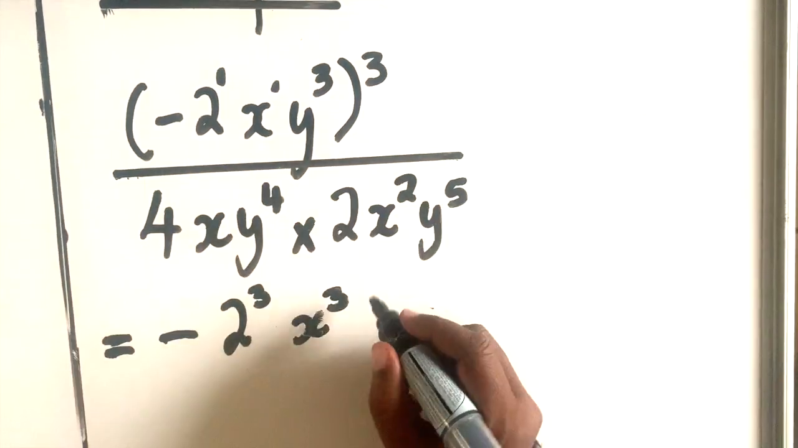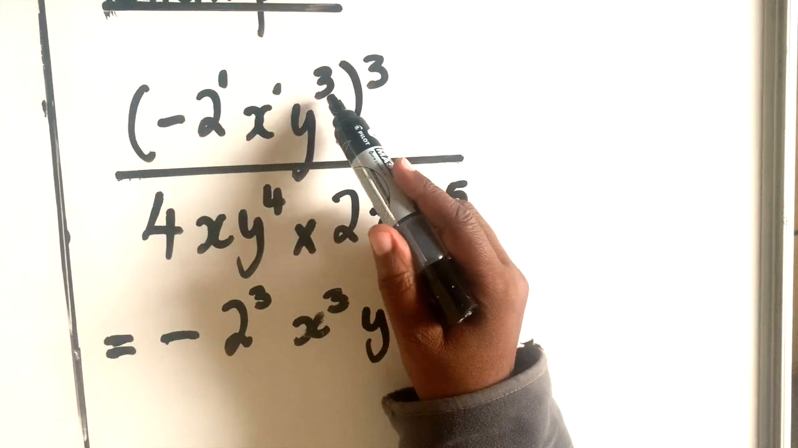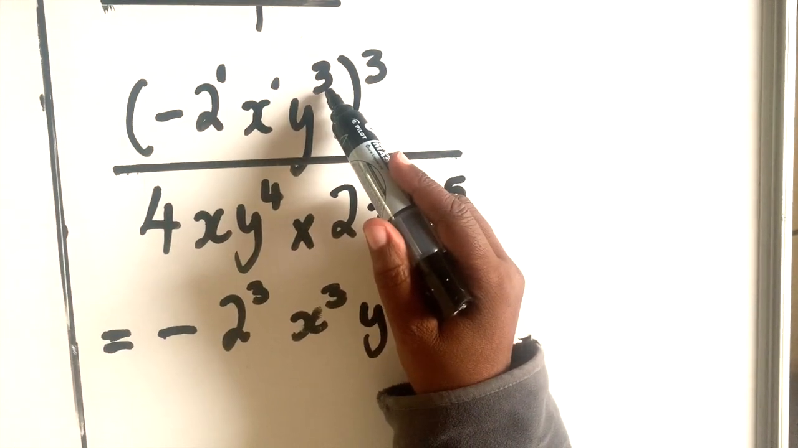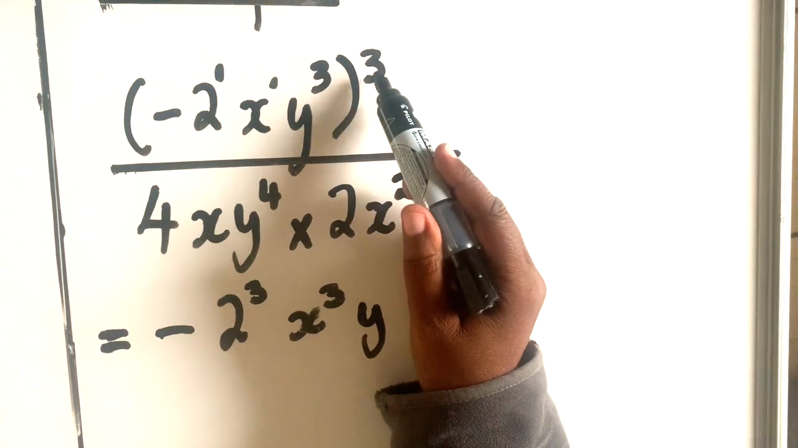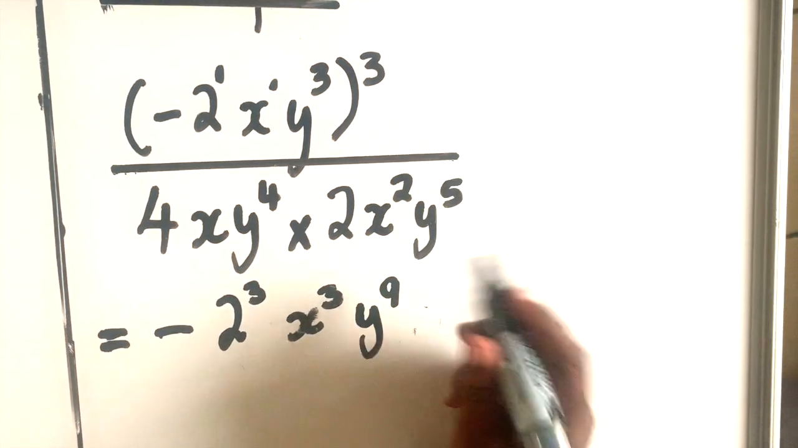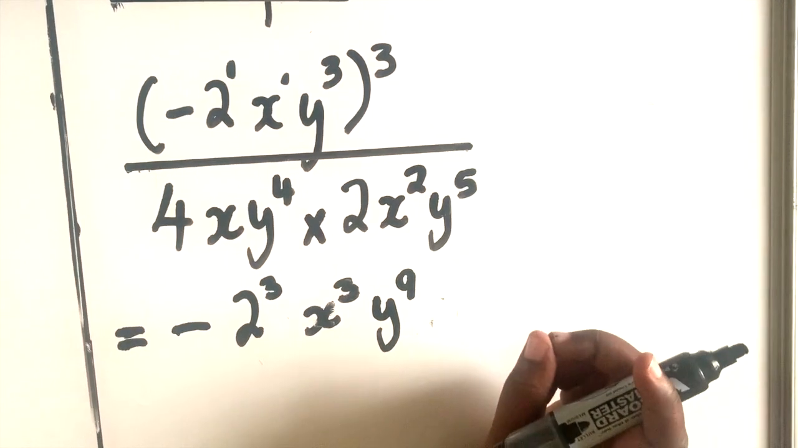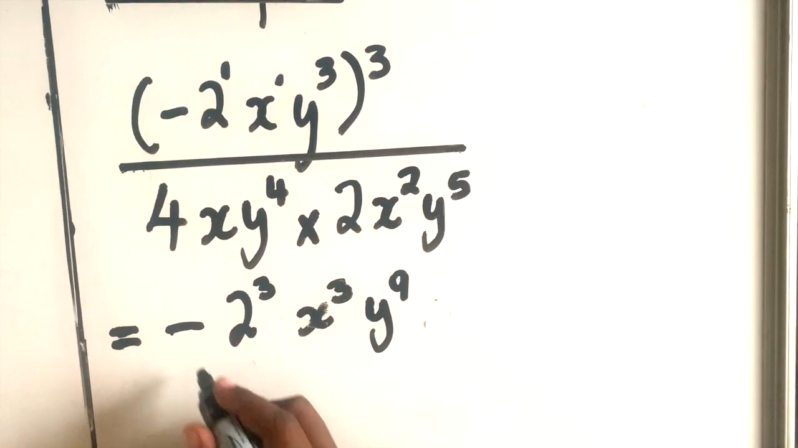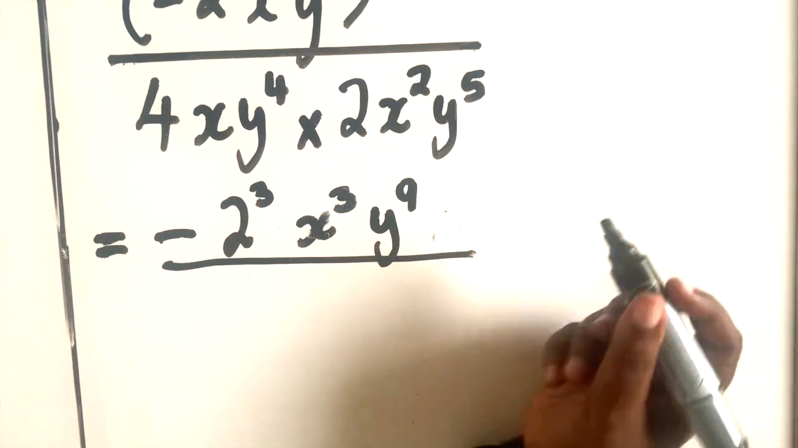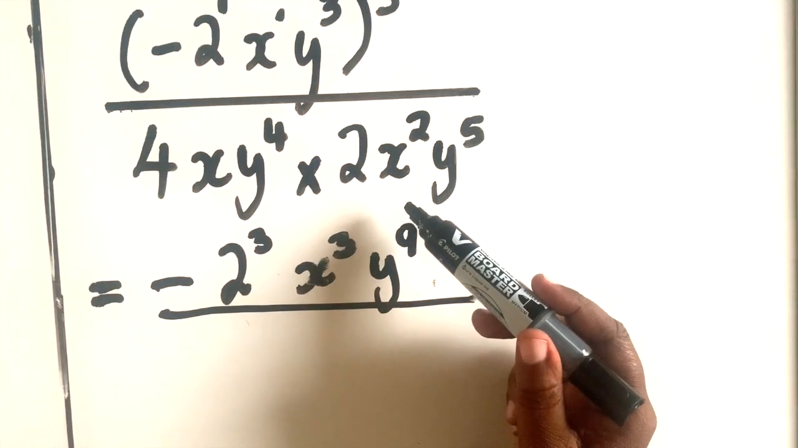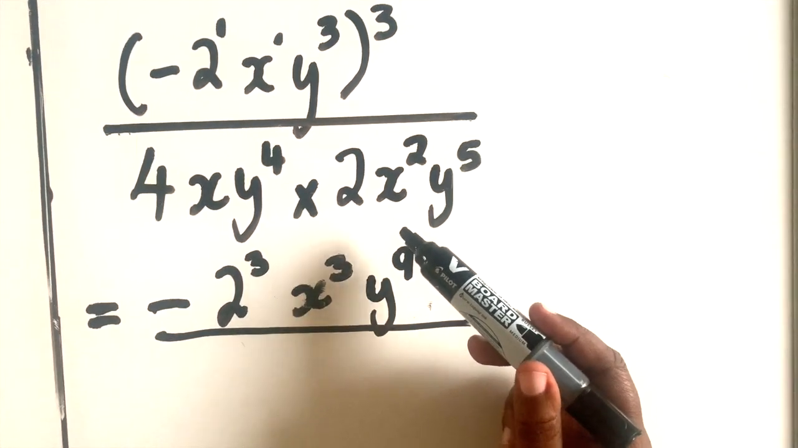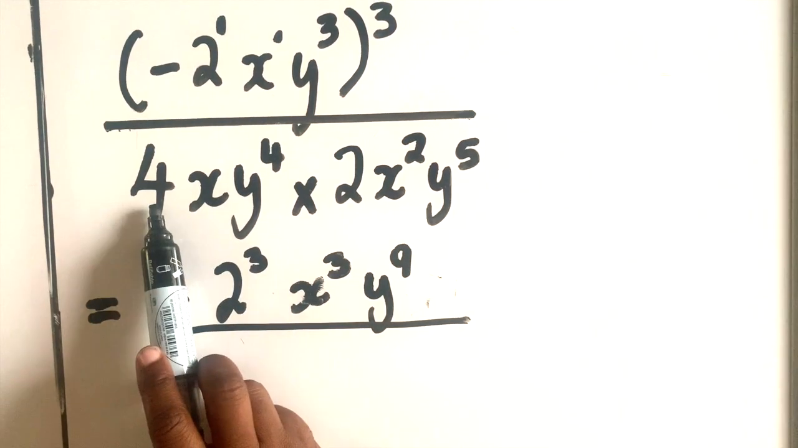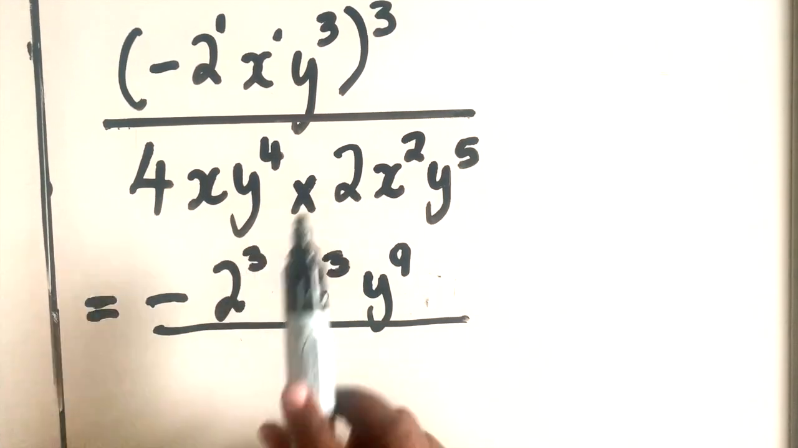And then this one, the y, has a power 3 already. So you're going to multiply them. 3 times 3 and get a 9. We don't add them, we multiply. When it's written with a bracket like that, it means multiply. So we're going to go to the denominator. When we go to the denominator, we're going to take the numbers and multiply them together. You see, this 4 times 2 will give us 8.